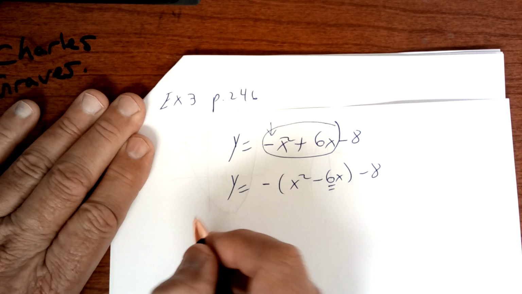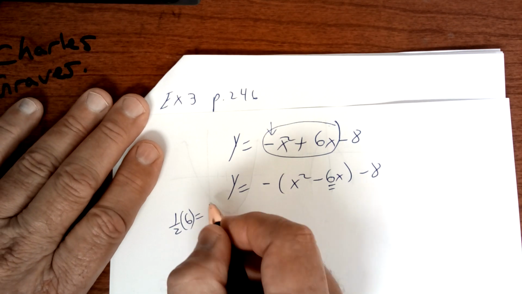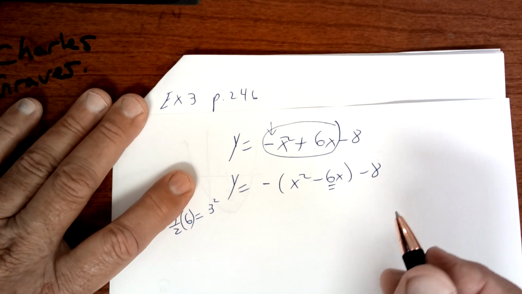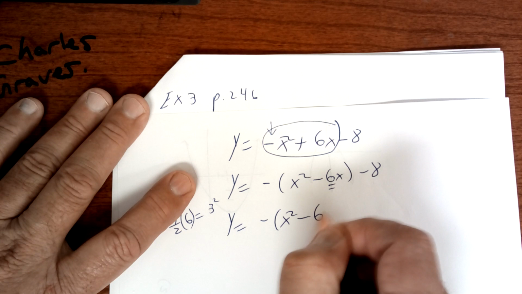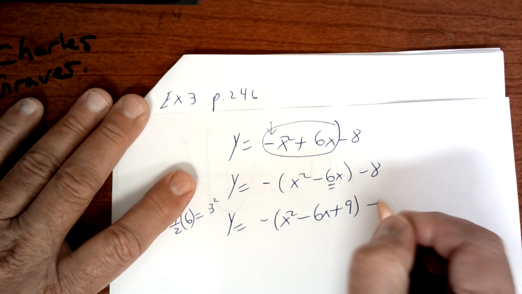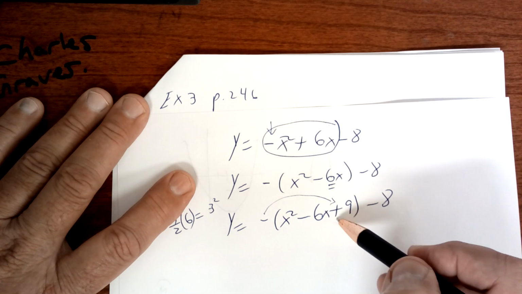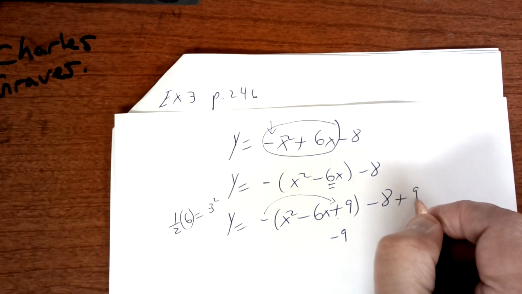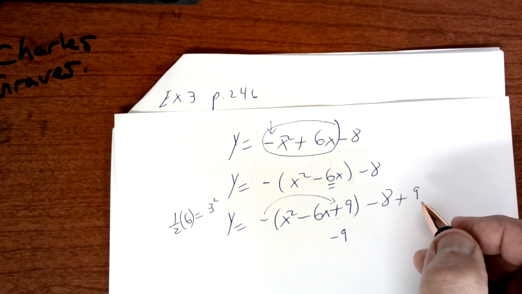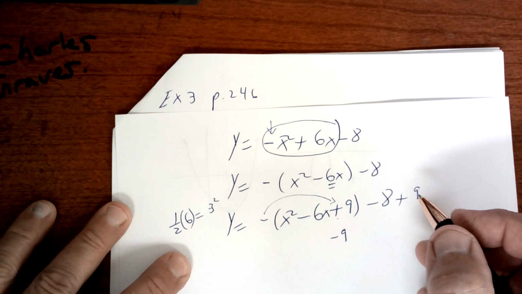Now you got to take half of this middle term and square it. So half of 6 is, of course, 3. And when you square it, you get 9. So what you want to do is put y equals negative x squared minus 6x plus 9 minus 8. But here, you're going to have a negative times a positive, which really is a negative 9. So what you want to do here is add 9 to do the opposite and make it a plus. Okay? If you want to keep it the same thing, you don't want to change it.